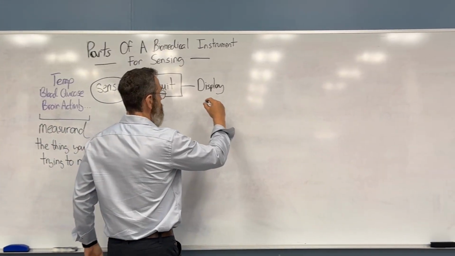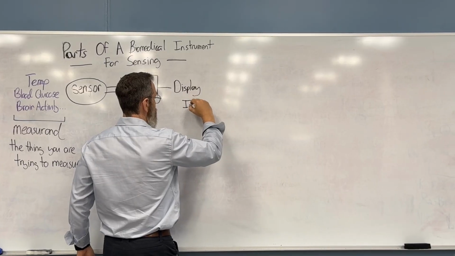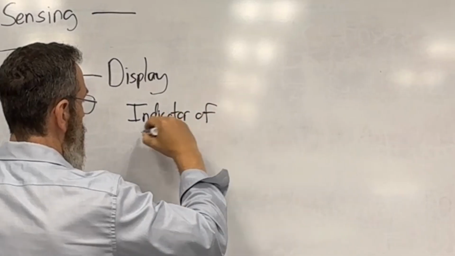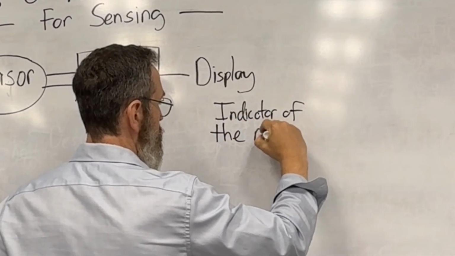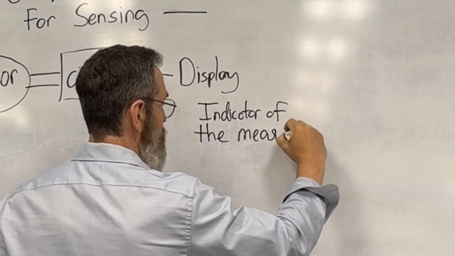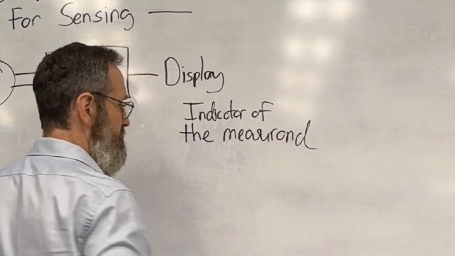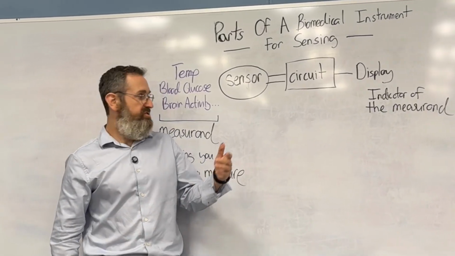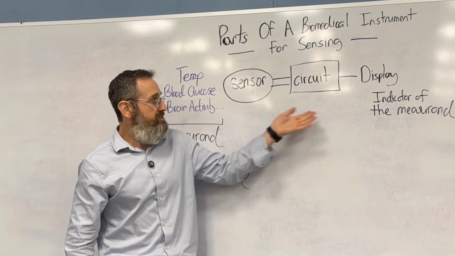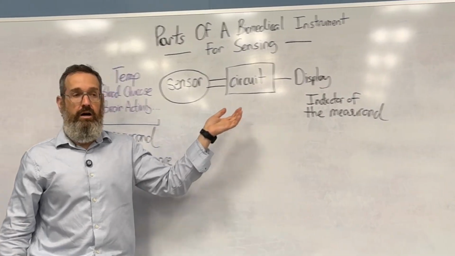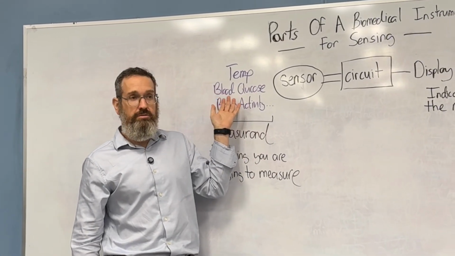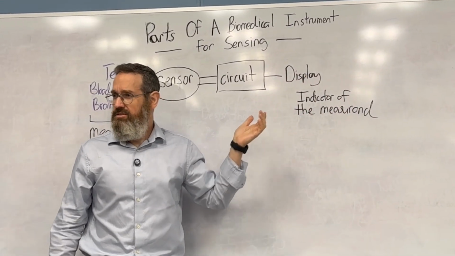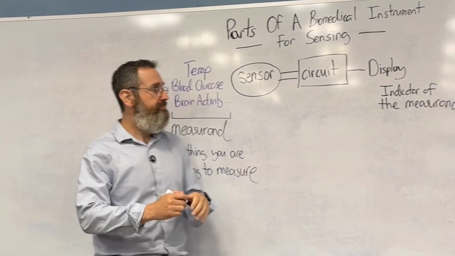Now, on the display, of course, what should be on the display? Well, it should be an indicator of the measurand. Here's the first use of that term. Seems very obvious. A temperature meter senses temperature and displays that on the screen. A glucose monitor is ultimately going to be showing that on the display. Seems very obvious.